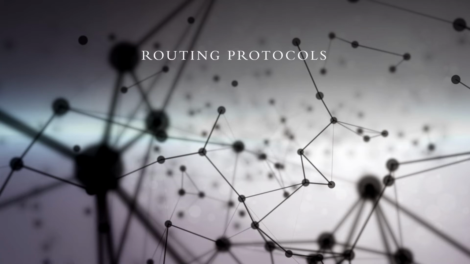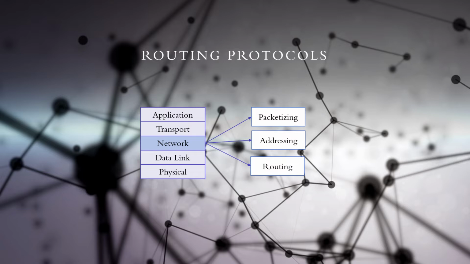In this video, we are going to discuss routing protocols in computer networks. The network layer in the TCP/IP protocol model has three responsibilities: packetizing, addressing, and routing. A routing protocol is responsible for finding the best path for a packet and delivering it to the destination.